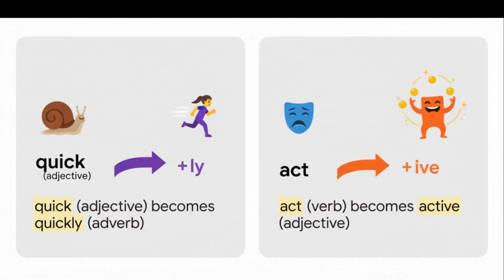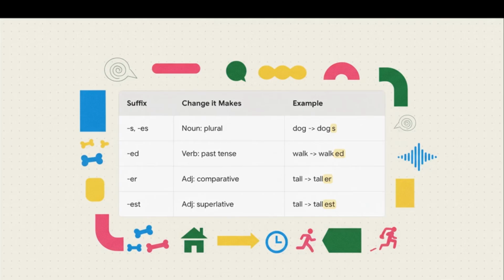But this second power, this is where it gets really interesting, at least for me. Suffixes can actually change a word's role in the sentence. Take the adjective quick, slap an ly on the end, and poof, it's now an adverb, quickly, telling you how something is done. Or take the verb act, add ive, and suddenly it's an adjective, active, describing a person. It's like, I don't know, grammatical magic? And you know what? We actually do this all the time without even thinking about it. These are kind of the grammar suffixes. We toss an S on the end of dog to get dogs. We add ED to walk to talk about yesterday. We're already masters at using these things to make our sentences make sense.